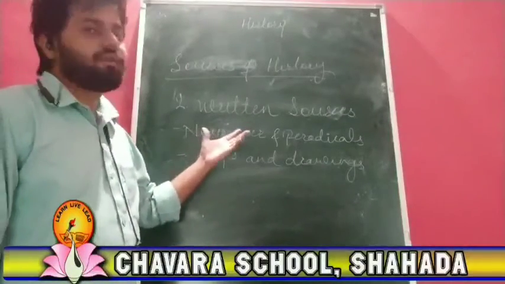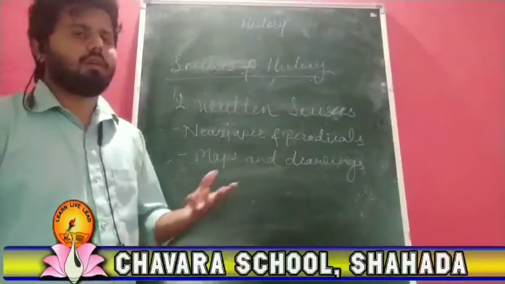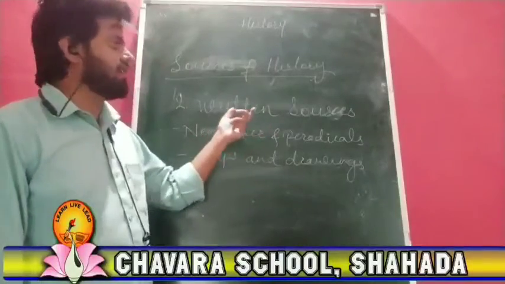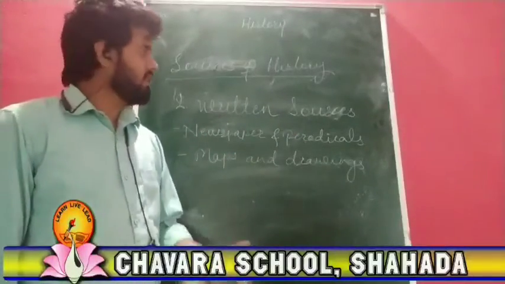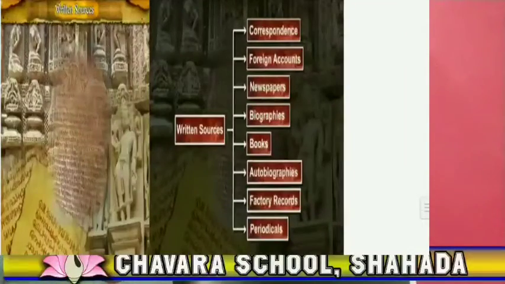So the second one we are going to learn is written sources, right? Obviously we understand by the name only which sources are in written form. They are known as written sources. So let's see some written sources first. Which are the written sources? Correspondence, foreign accounts, newspapers, biographies, periodicals, factory records, autobiographies and books. So those are the written sources.